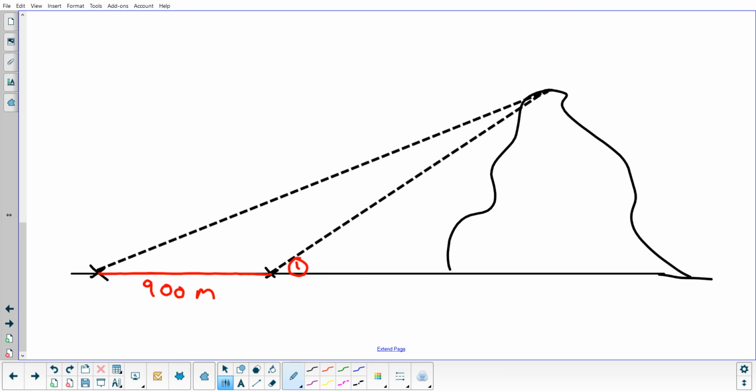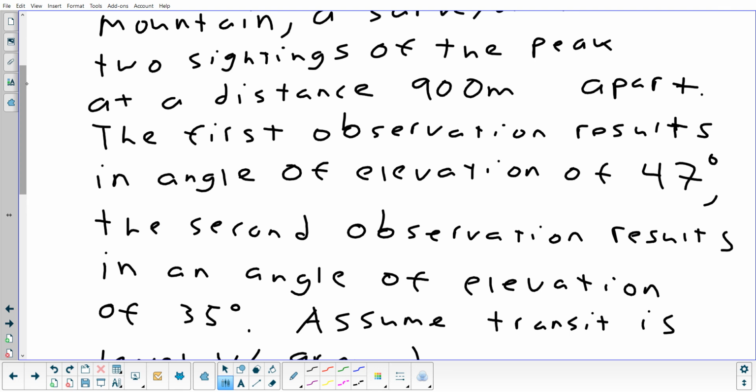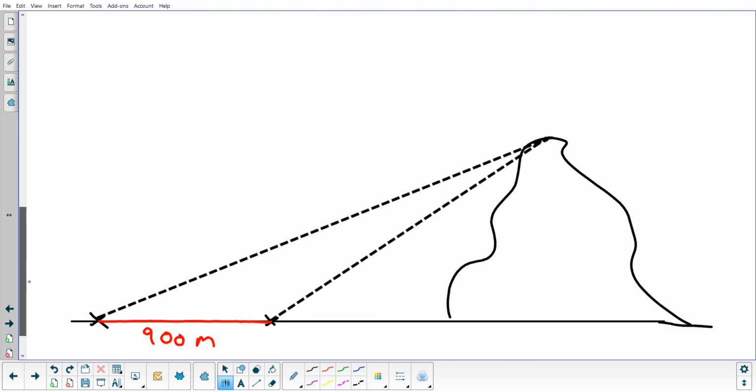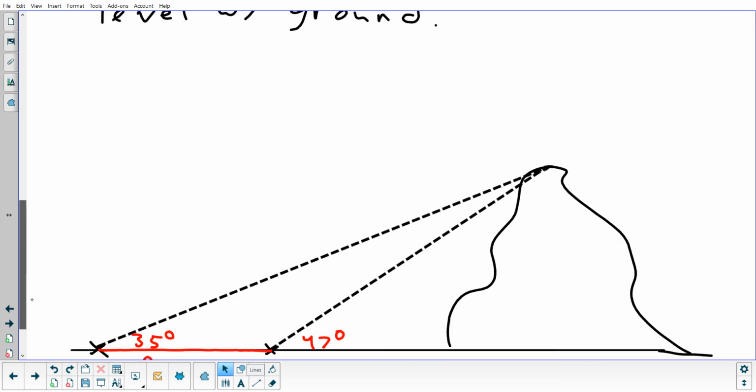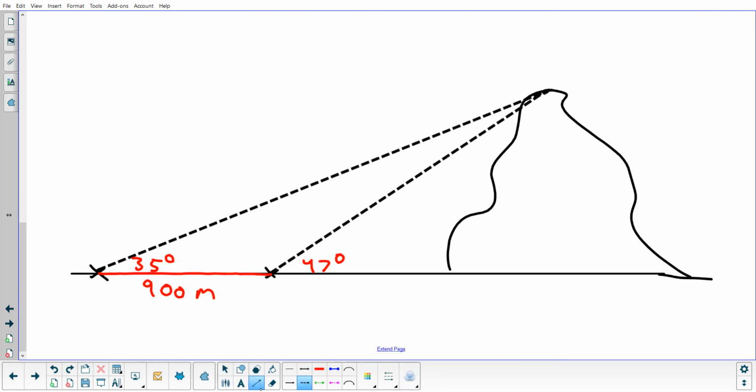This is our first angle of elevation. This is the second one. I'm not going to keep those there because I have enough numbers. It's going to look confusing. The first time that we measure the angle of elevation, we get, where is it? 47. Okay, so this is a 47. And what did we get the second time we measured it? Yep. 35. Okay. And remember, what we're trying to find is the height of the mountain. That's what you want to know.